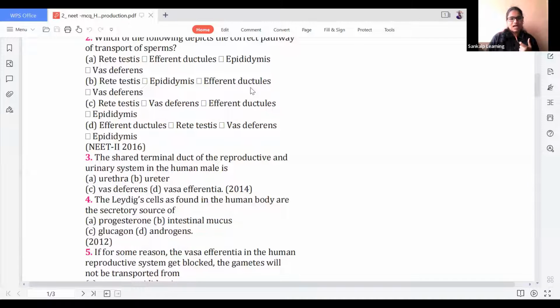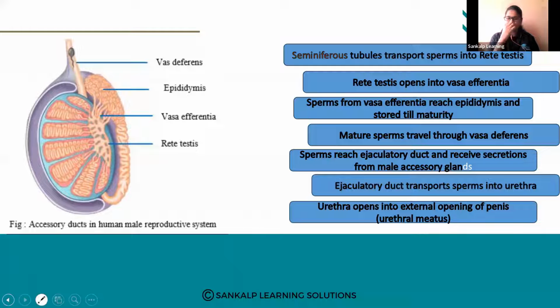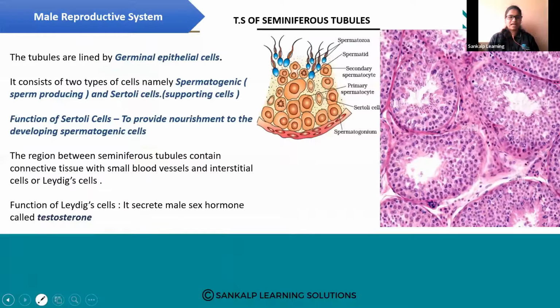So the answer they have given is option B, intestinal juice. No, that is a wrong answer. So the right answer is androgens or testosterone. Androgens or testosterone. Okay. Just a minute. This chapter is already completed and you should be very quick to answer, and you should answer correctly also. You guys are not responding, not switching on your cameras.